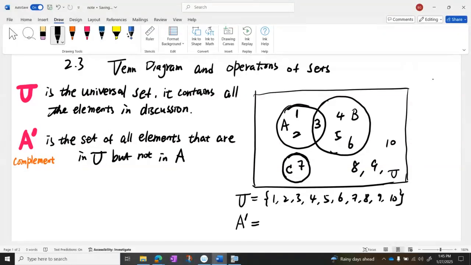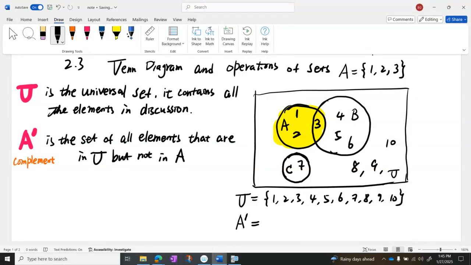What does A prime mean? A prime means not A. This set contains all the elements in the box, but not in set A. Let me color this yellow region. The yellow set is A. The yellow set A contains 3 elements: 1, 2, 3. I believe everybody sees that, right?